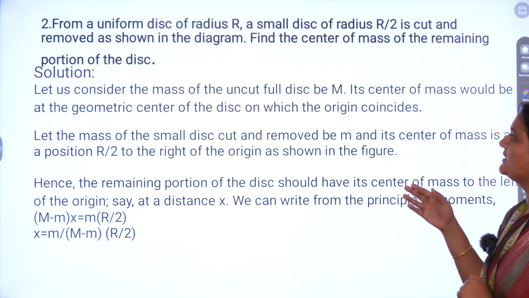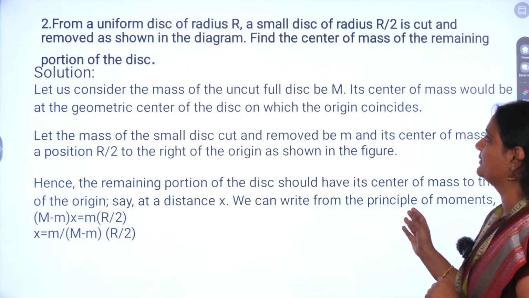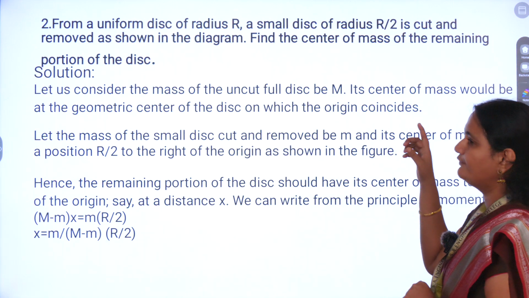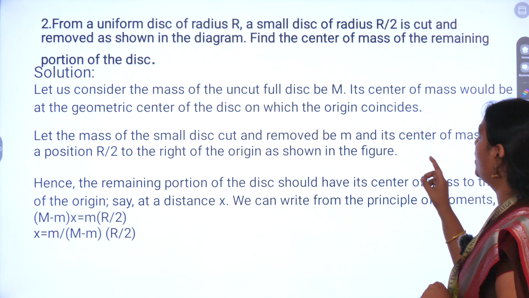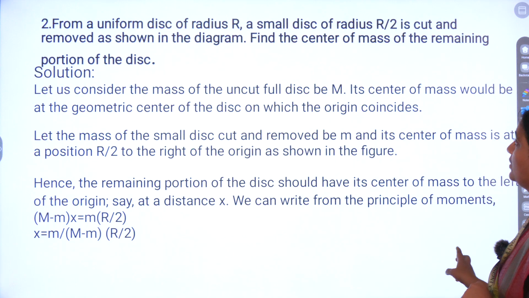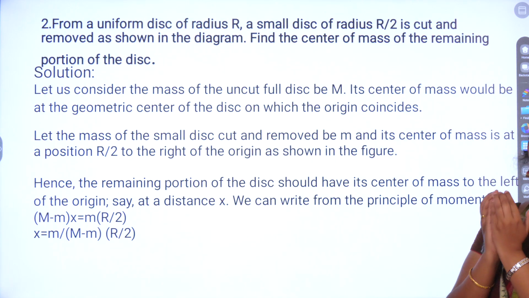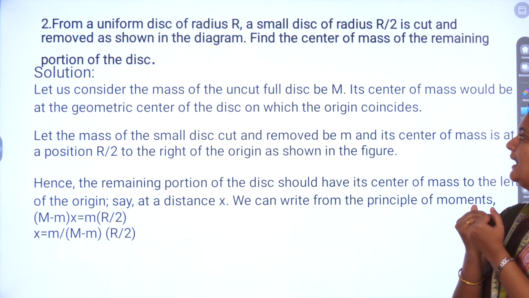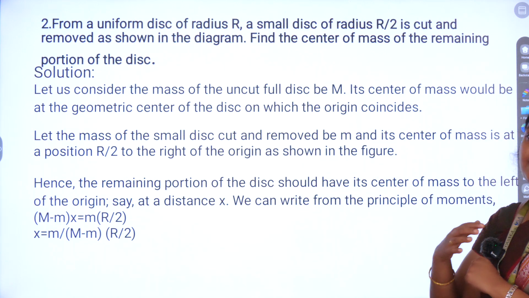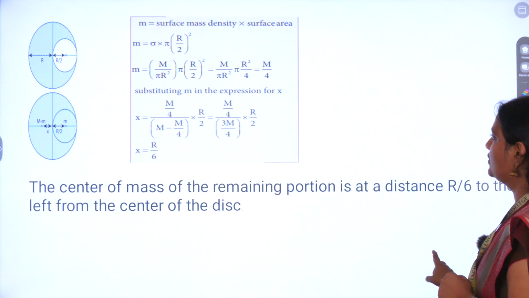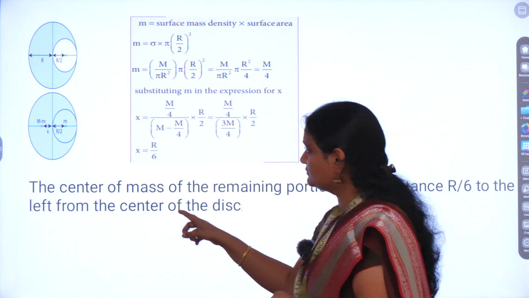This is like in the form of a derivation. Now there is a uniform disc. The disc radius is capital R. There is a small disc of radius R by 2, and you are cutting the small disc and removing it off, and you are going to find out the center of mass for the remaining portion. So let us go for this problem here.